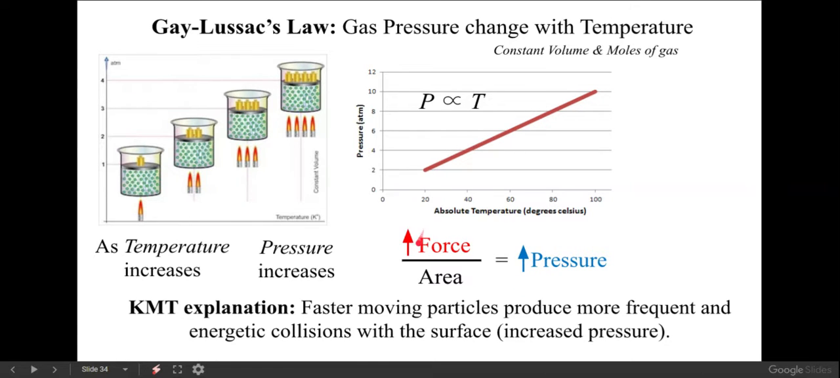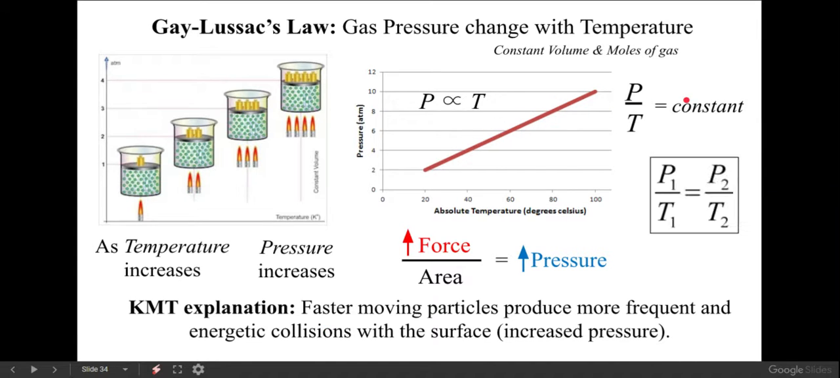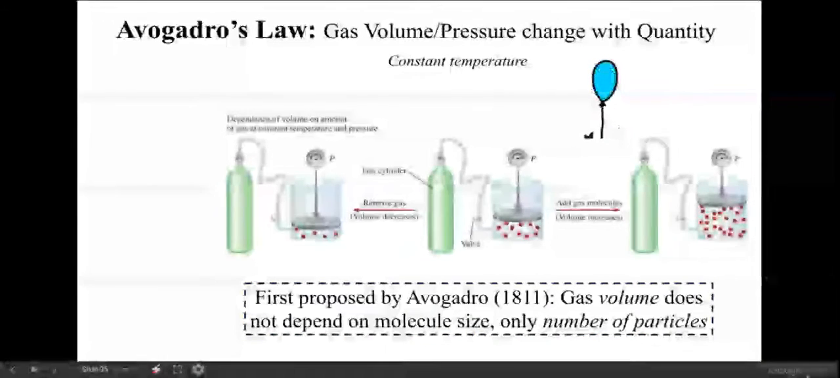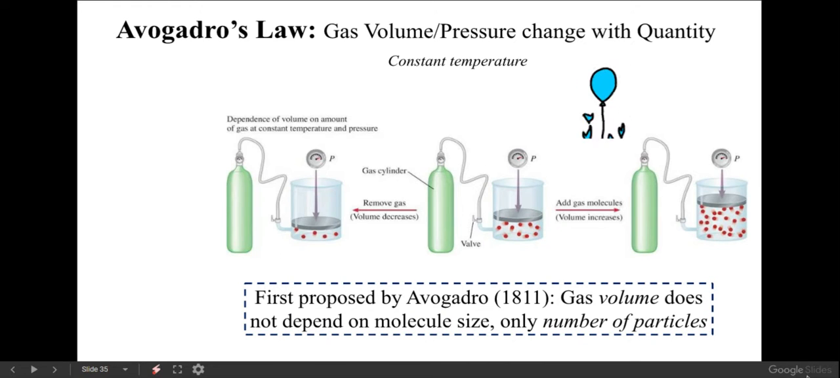So increasing temperature increases force, increases pressure. Again, particles are moving faster, and with more collisions on the surface, that equates to greater pressure. Again, the ratio is a constant, so we can set up P1 over T1 equals P2 over T2. The last of the gas laws is, I think, the easiest.